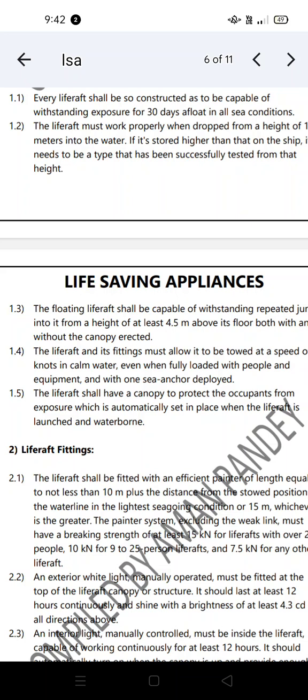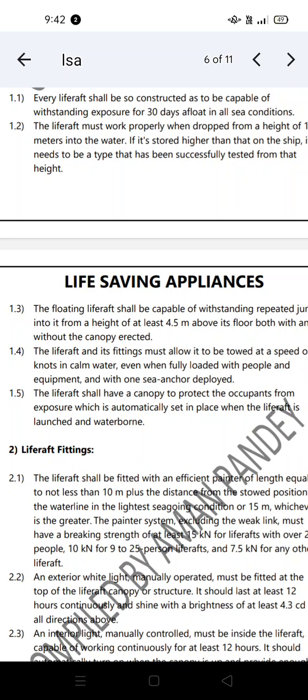It should have an arrangement, like a ladder, up to 0.4 meter in water so the survivor can board the life raft. Apart from that it should have light arrangements: a canopy light of 4.3 candela and an inside light of 0.5 candela, and both should have a duration of 12 hours.